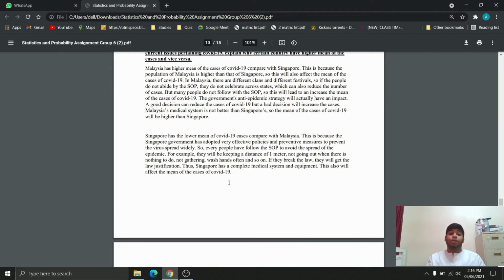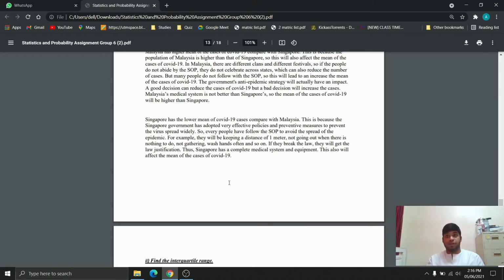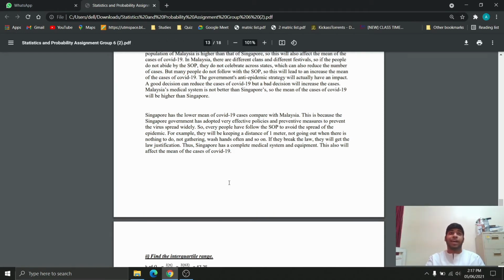On the other hand, Singapore has a lower mean of COVID-19 cases compared to Malaysia. This is because, first of all, the government has maintained strict SOP rules: wearing masks, avoiding social gatherings, maintaining a social distance of 1 meter, and not going out unless necessary. People wash their hands with alcohol to kill the viruses, or use hand sanitizers. And if they break the law, certain actions are taken against those who break it.